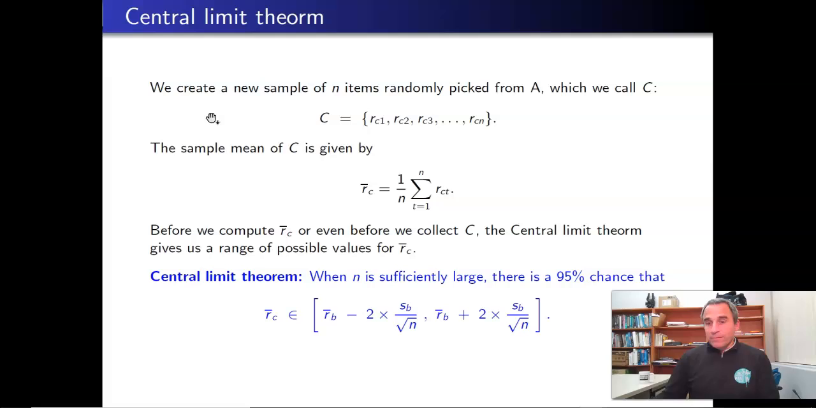We create a new sample of n observations randomly picked from A. We call this sample C: RC1, RC2, RC3. As for B, C1, C2, C3 can be anything from A. They have been randomly chosen, so they don't necessarily follow the same order in which they appear in A. The sample mean of C is given by the sum of all items in C divided by n.